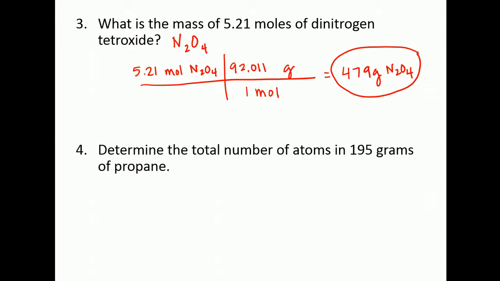Number 4, determine the total number of atoms in 195 grams of propane. Propane would be C3H8. And at first this is going to appear like a regular problem we've done before. 195 grams is what we would start with, and we would use our calculators to find the molar mass of propane. So 3 times the mass for carbon, plus 8 times the mass for hydrogen. And we get 44.0962 grams. So that would go on the bottom.